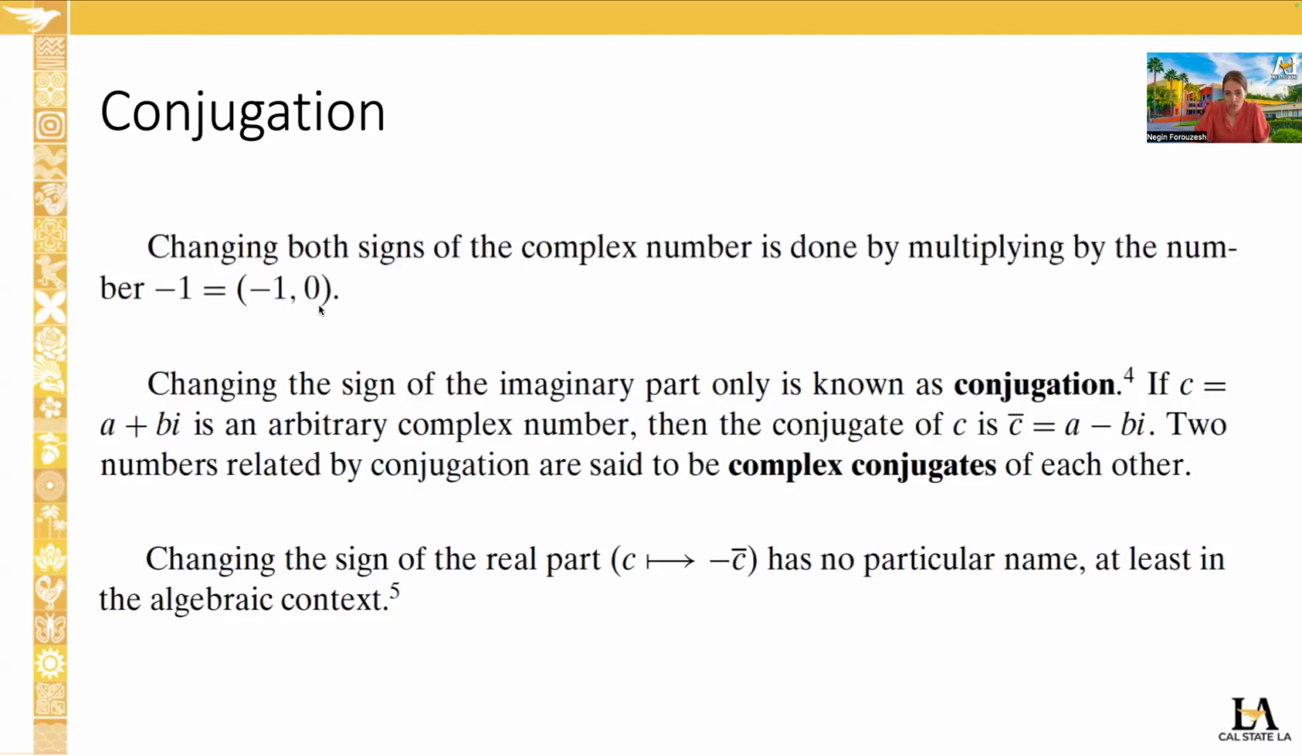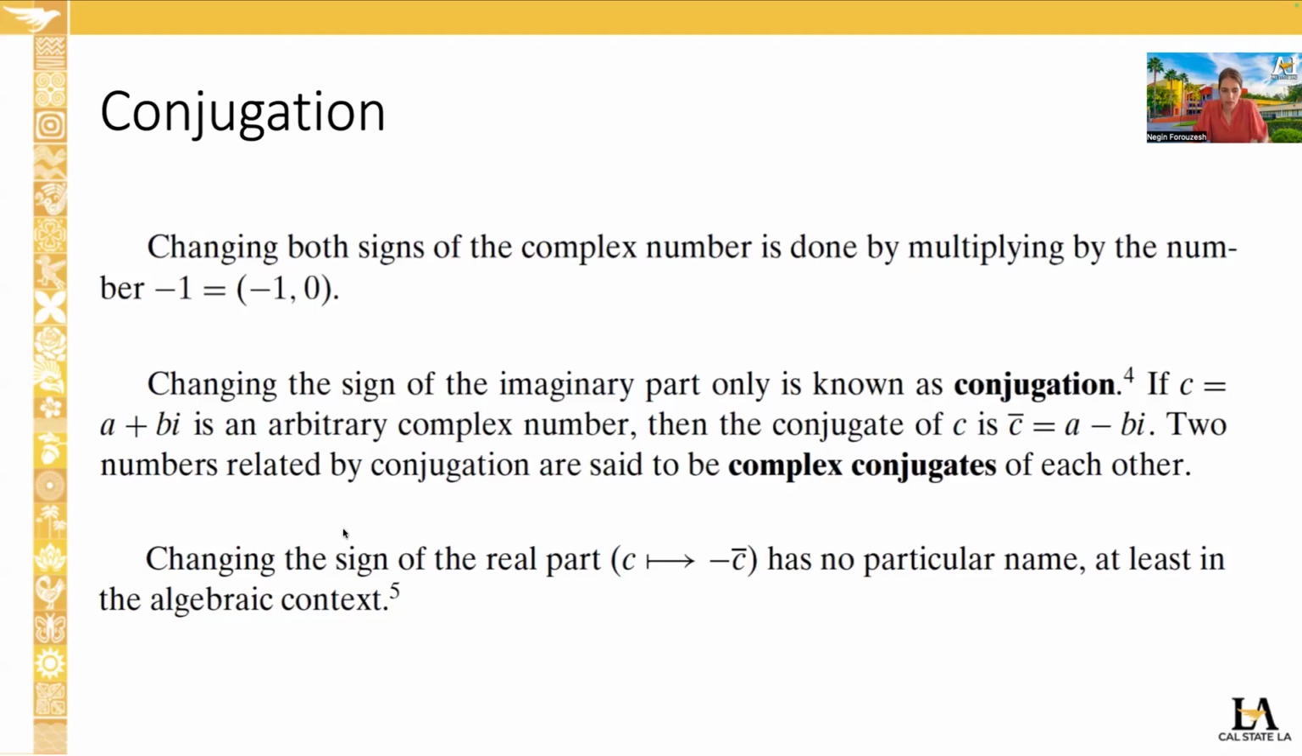When it comes to changing the imaginary part only, since it's really important and has some implications later, it has a special term. It's called conjugation. If you have a complex number C equals A plus BI, then its conjugate, shown as C bar, is equal to A minus BI. So you only change the sign of the imaginary part. And we say that two numbers related by conjugation are complex conjugates. So C and C bar in this case are complex conjugates.